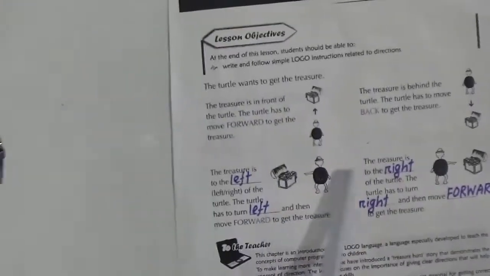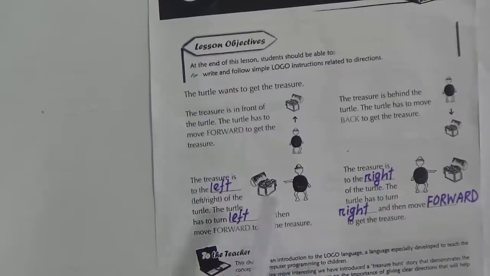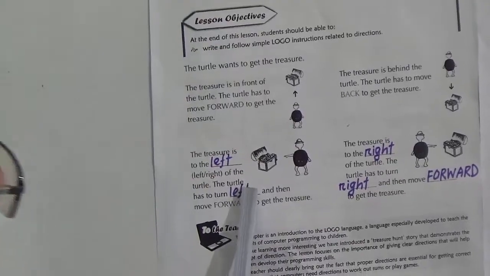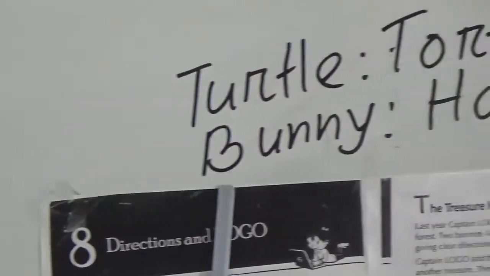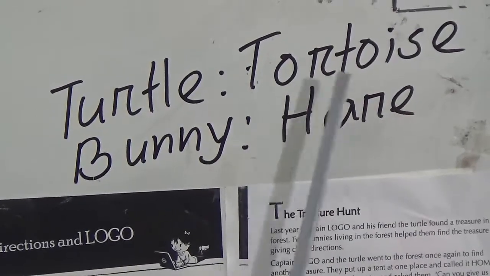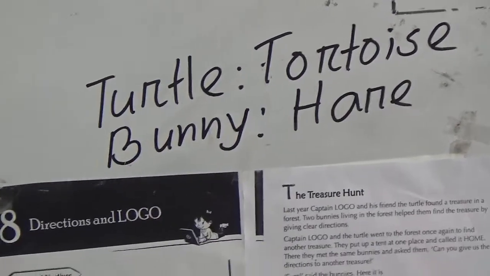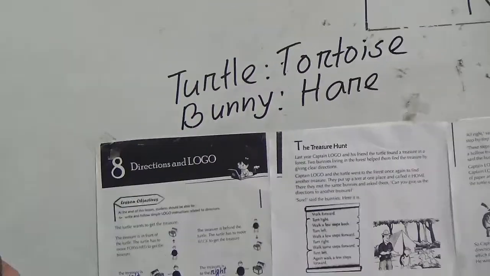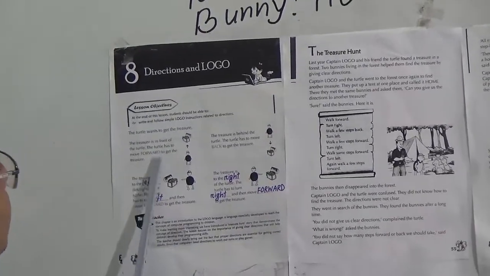Chapter 8, Directions and Logo. In this chapter we have 4 characters. One is Captain Logo, and one is his friend Turtle. Look at the word turtle, it means tortoise. And 2 bunnies. The bunny means hare. So turtle means tortoise and bunny means hare. We have 4 characters: Captain Logo, 2 bunnies, and Captain Logo's friend tortoise or turtle.